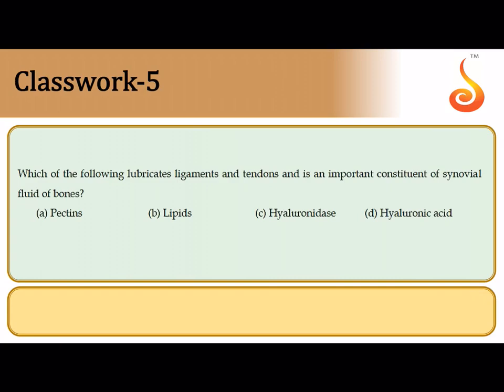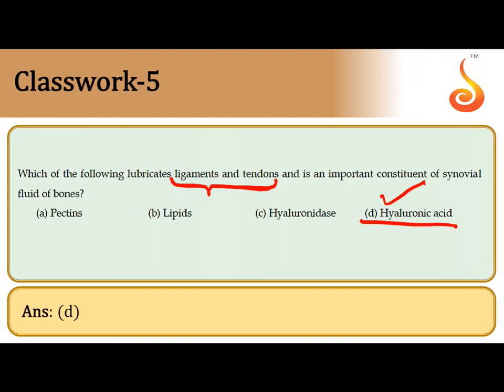Which one of the following lubricates the ligaments and tendons? There is a fluid in your joint which is called the synovial fluid, and the synovial fluid contains a mucopolysaccharide called hyaluronic acid. So the answer is hyaluronic acid. It makes sure that your joints are well lubricated, and it acts as a mechanical shock absorber, prevents the bones from rubbing against each other, thus reducing the friction.